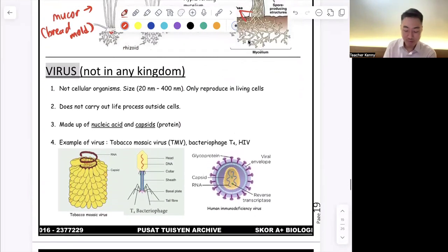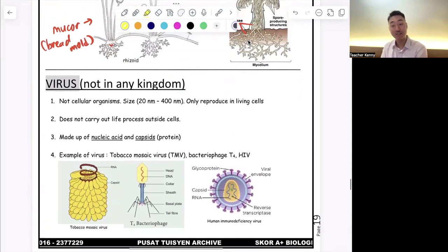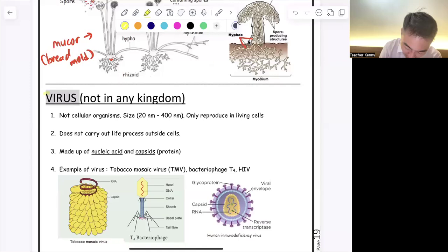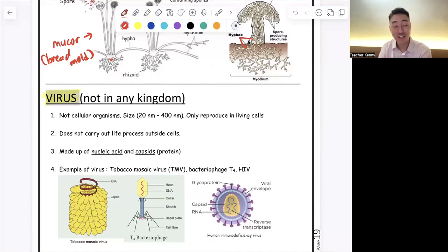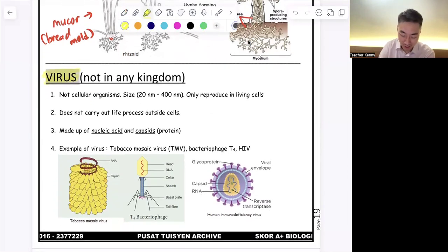And lastly, we move on for today's class. Lastly, for today's class, we go into the last microorganism that is not in any kingdom because they are not a living thing. Remember, they are not living. They seem like living, but they are not living. See, they are not cellular organisms. No cell, virus is not made up of cells. It has no nucleus. It has no ribosome.